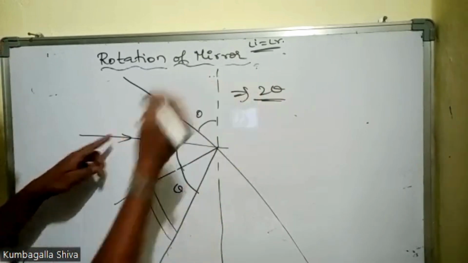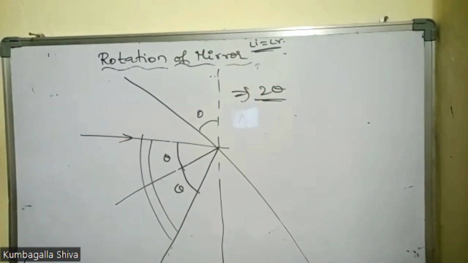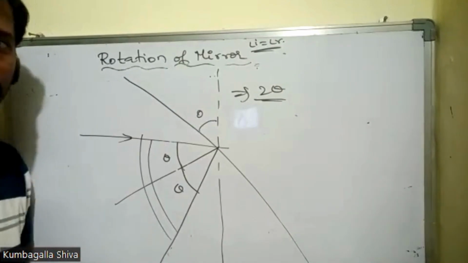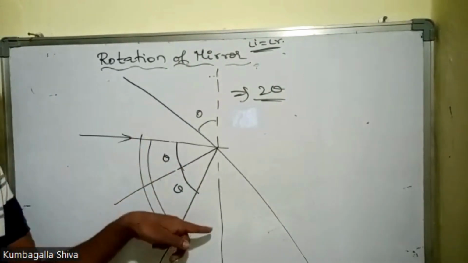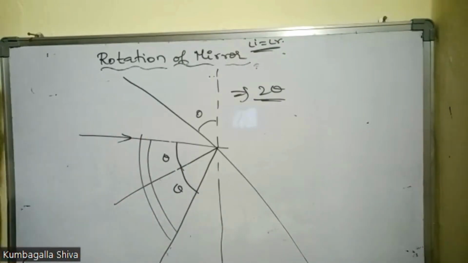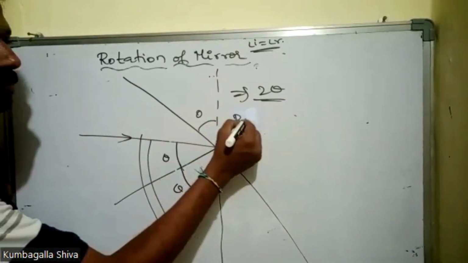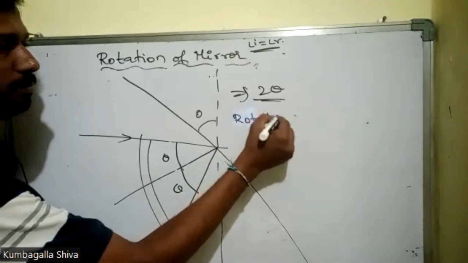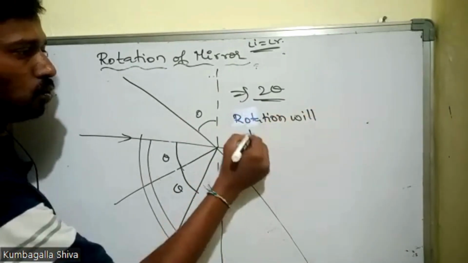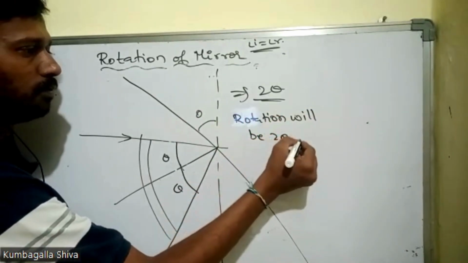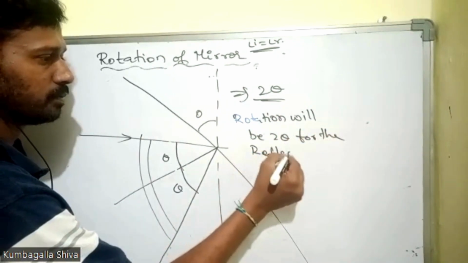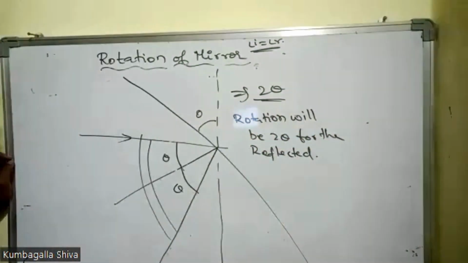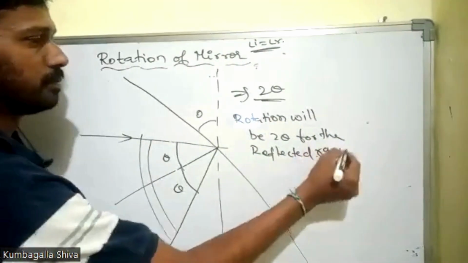Simple, as simple as that. Not going for extra complication of calculation. It's just simple. To understand the previous one, you can go with this approach also, right? The rotation will be 2 theta for the reflected ray. Are we clear?